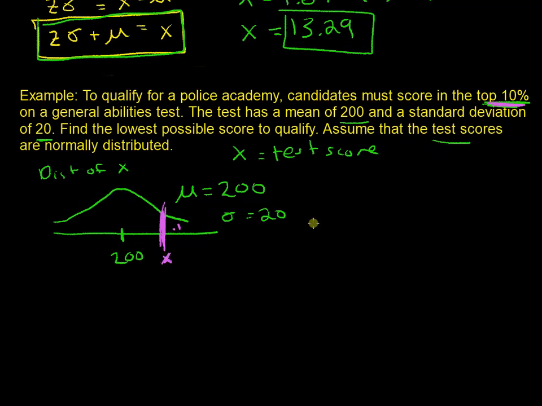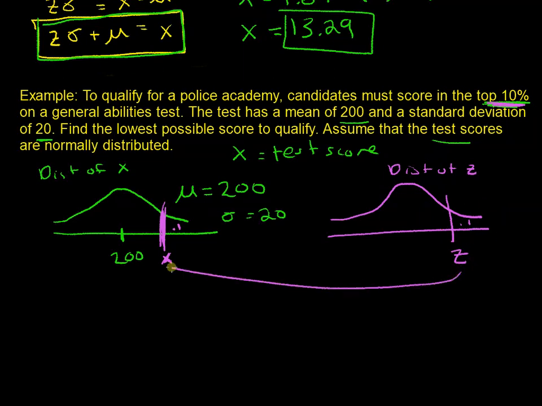To find that, we're going to first find the top 10 percentile of the z distribution. Here's 0.1, so this is the distribution of z. Then I'm going to use my equation that x equals z times sigma plus mu to get back to what this value of x is.